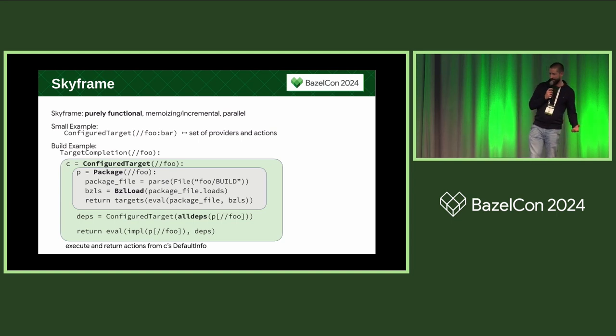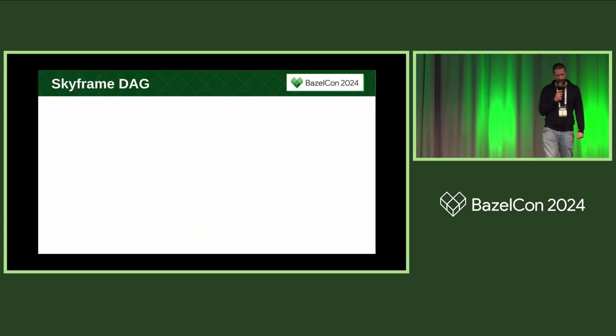The last thing that happens in the target completion function is to take all the artifacts out of the default info, execute them, and then return them on the command line as being built. Now, it helps to also present this in the form of a deck.